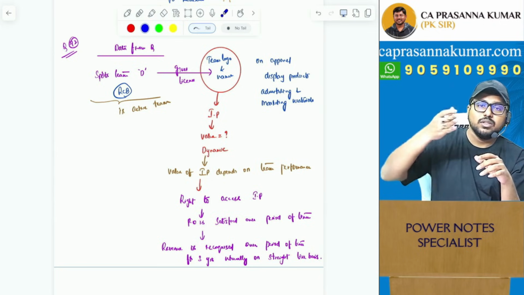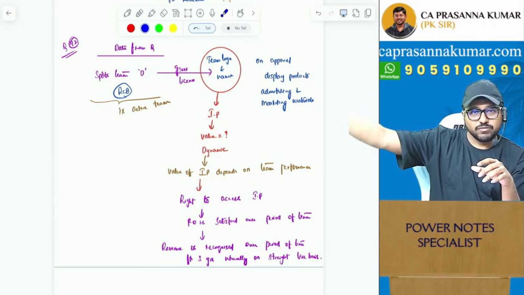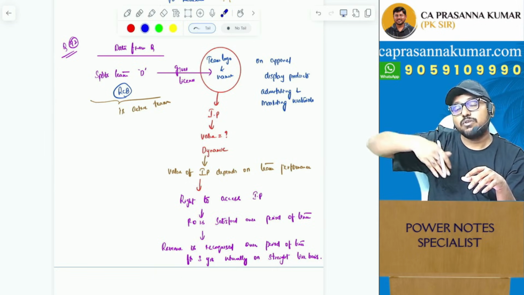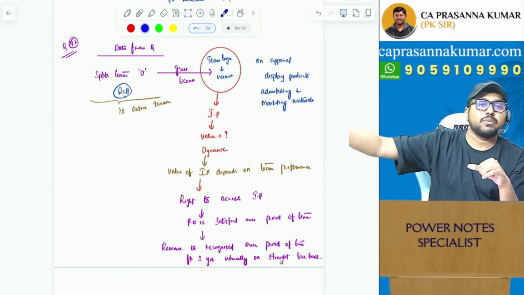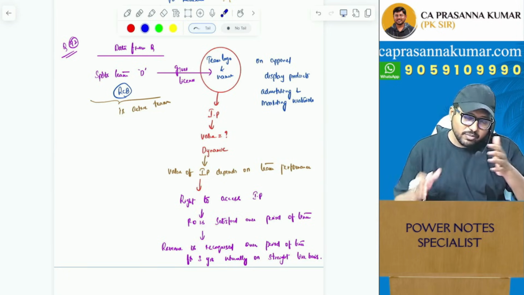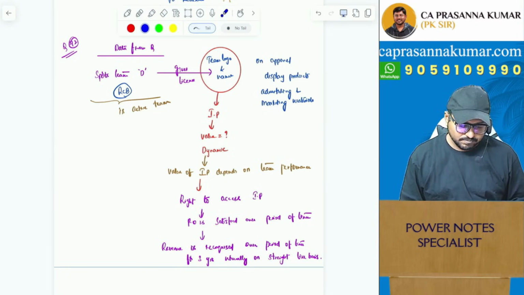And therefore, the transfer of service will happen over a period of time because the performance will happen over a period of time. Therefore, performance obligation, PO, is satisfied over a period of time. Therefore, revenue will be recognized over a period of time. In this case, it is 3 years. So over a period of 3 years, it will be recognized. Clear?